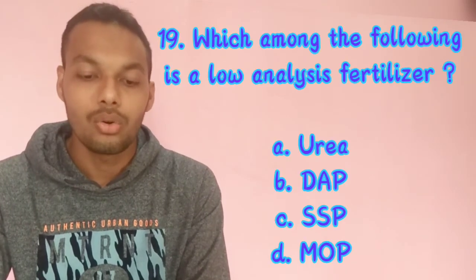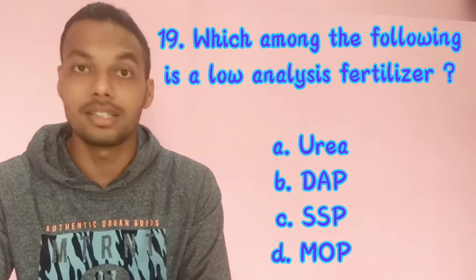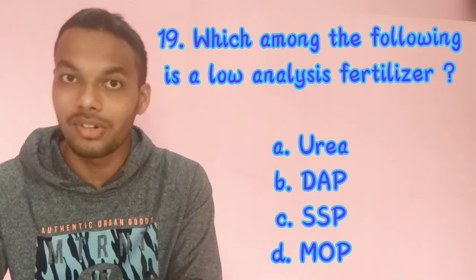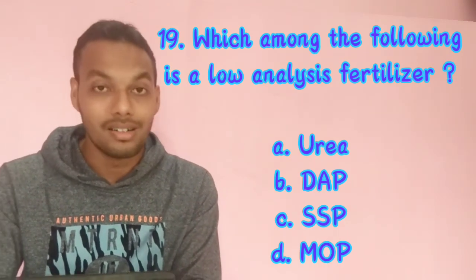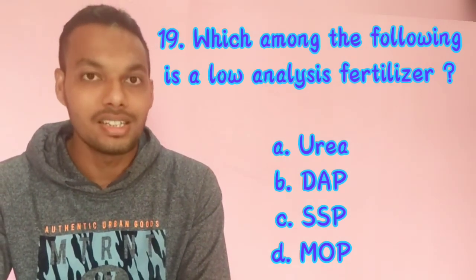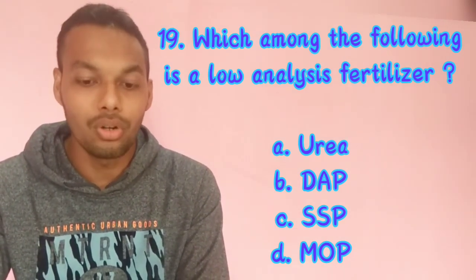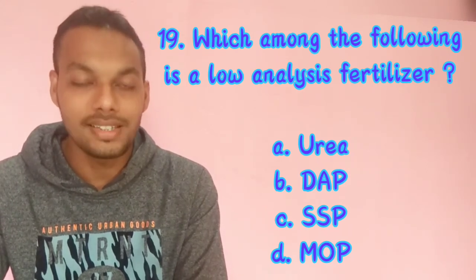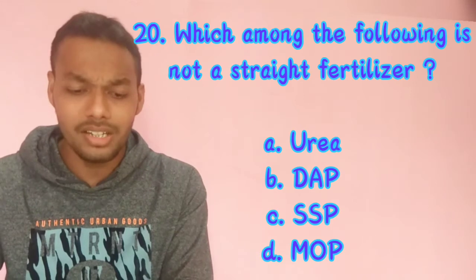Next question. Which among the following is a low analysis fertilizer? Do you remember what low analysis fertilizer is? Okay. Get me the correct answer. Urea, DAP, SSP, MOP. Which among the following is a low analysis fertilizer? Urea, DAP, SSP, MOP.